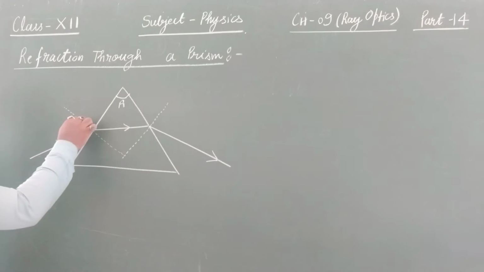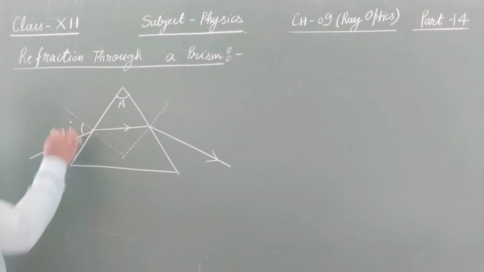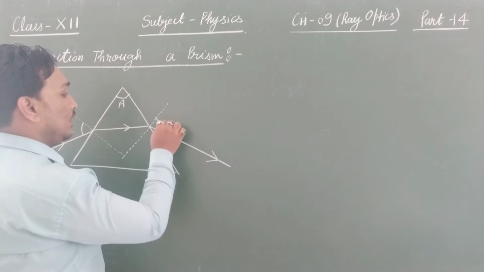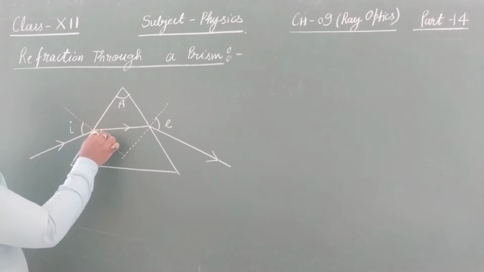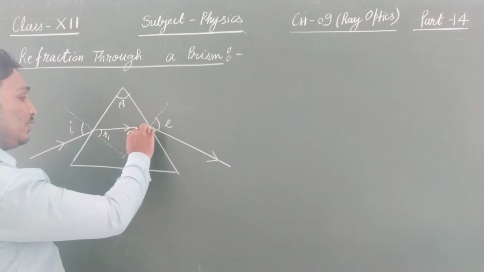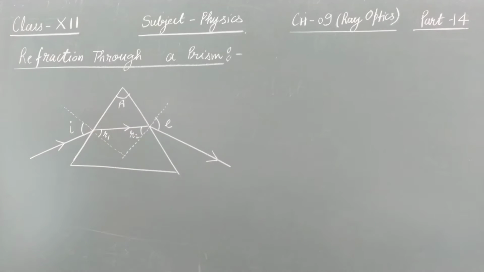The angle made between the incident ray and the normal at the first face is called the angle of incidence, I. The angle made between the emergent ray and the normal is called the angle of emergence, denoted by small e. At the first surface the angle of refraction is denoted as R1. At the second surface the angle of incidence is denoted as R2. So these are the angles, and this is how the refraction takes place.